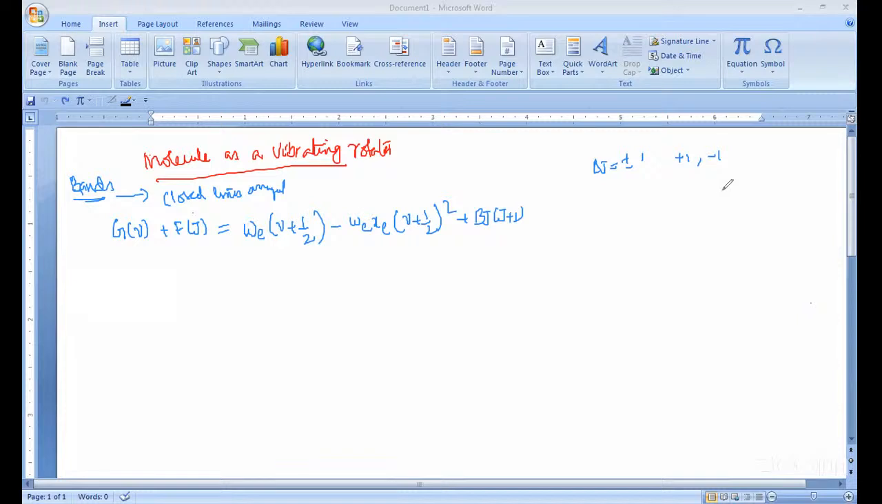In this case, for delta J equals plus 1, we get some set of lines, which we are going to call the R branch. Similarly, delta J equals plus 1 gives one set of lines called the R branch, while the rotational transition for delta J equals minus 1 gives the other set of lines, which we will call the P branch.